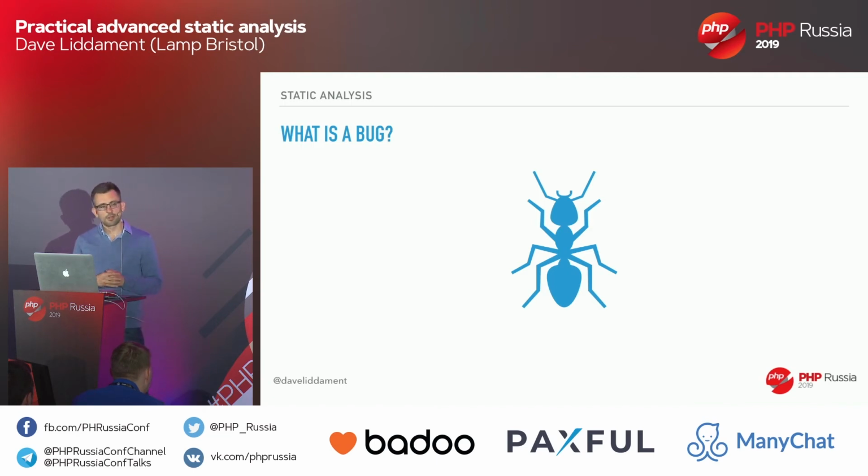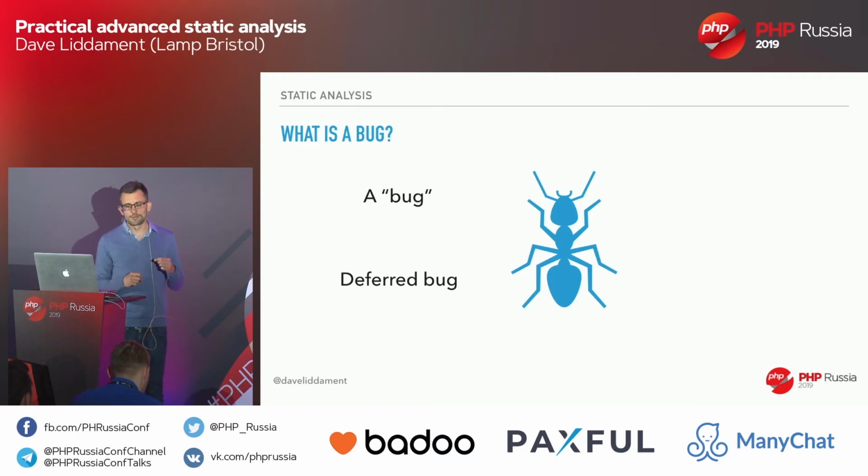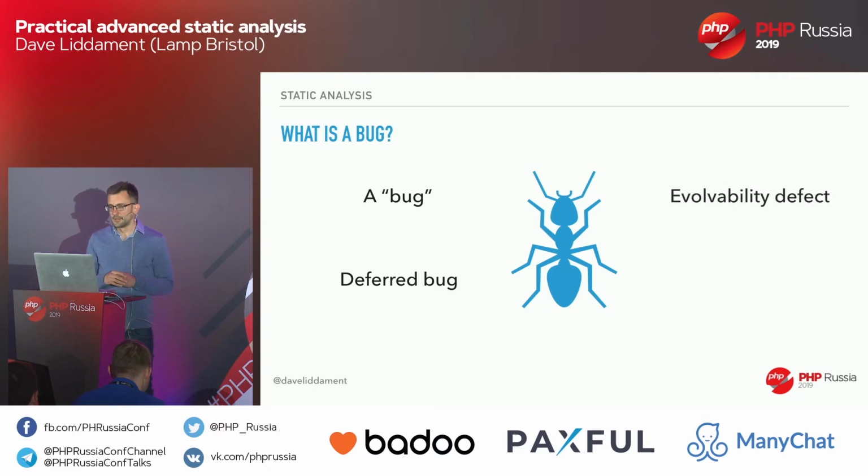So I'm going to say there's 4 kinds of issues that Psalm, all of these tools find. You can categorize them in 4 ways. The first is genuine bugs. This is code that if you ran the code, you would get an exception. Something would go wrong. Then you've got something which I'm calling a deferred bug. This is not a bug now, but it could be a bug in the future. You've got evolvability defects. That's just a posh word for technical debt. And you also find false positives as well. So these are things that they report as bugs, but they're not actually bugs.